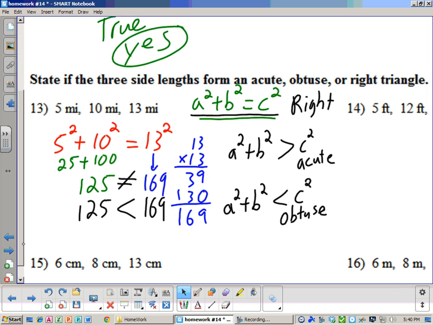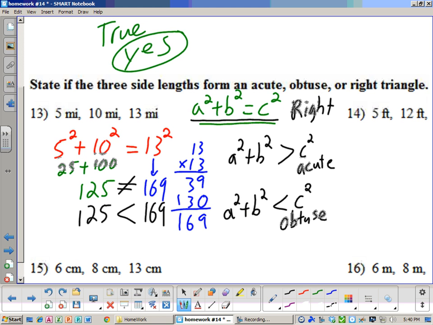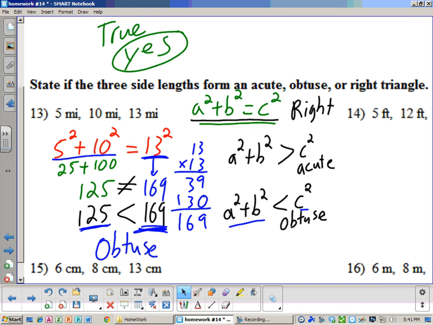All right, let's see here. So this triangle, just by looking at it, says that this is less than the c squared. The c squared is the biggest one. Thus, this is obtuse, right? Because the c squared is bigger than the a squared plus b squared. Then I know it's obtuse. The 169 is greater than the 125. Let's take a look at another example. Number 15.